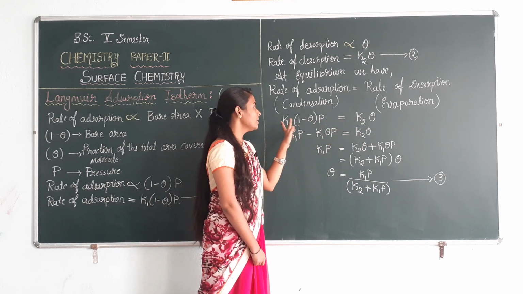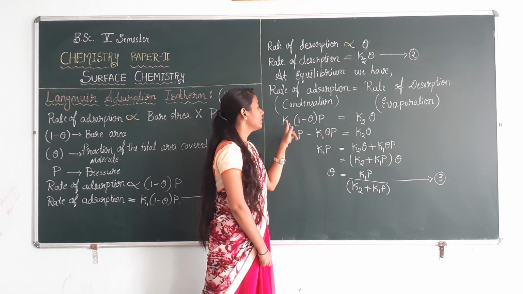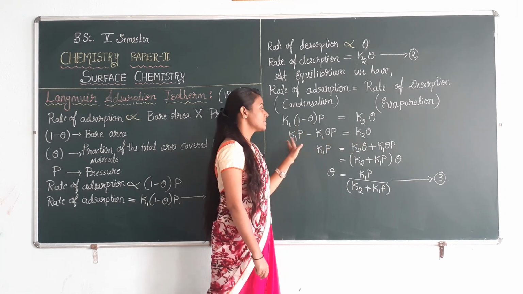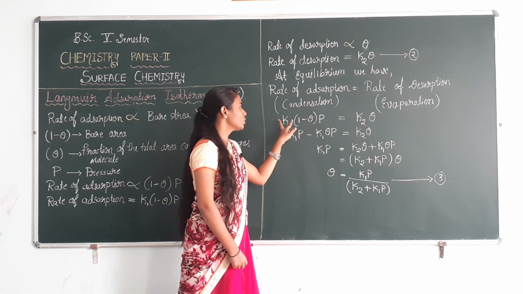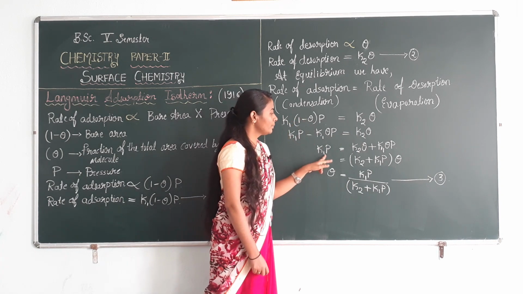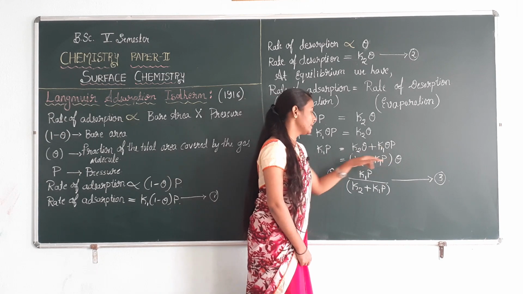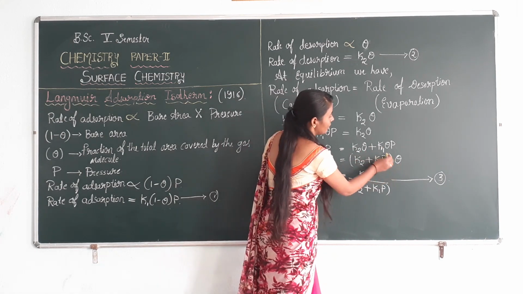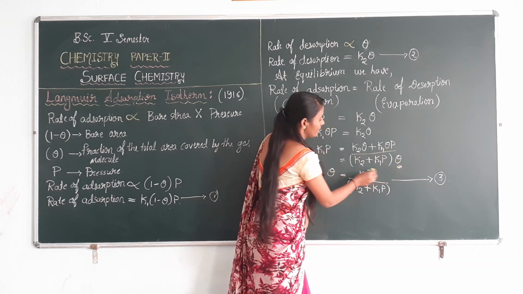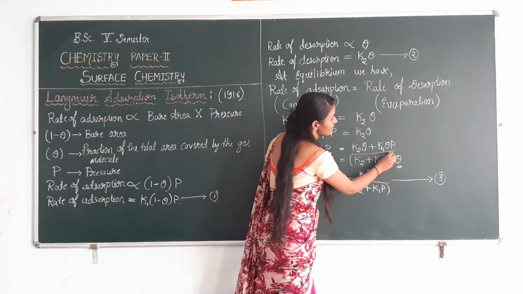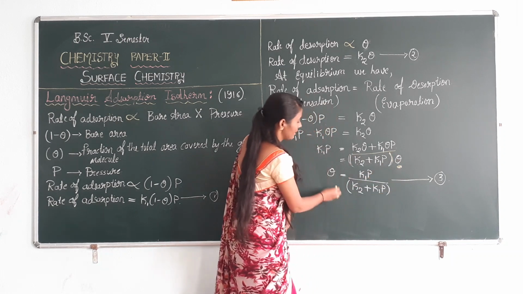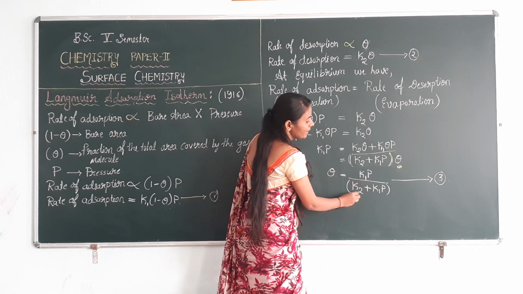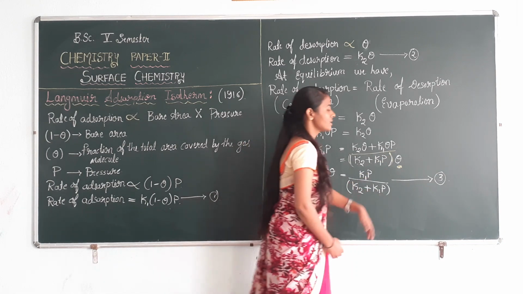Multiplying out, K1 P minus K1 theta P equals K2 theta. Rearranging, K1 P equals K2 theta plus K1 theta P. Here theta is common, so K1 P equals theta into the bracket K2 plus K1 P. Therefore theta is equal to K1 P divided by K2 plus K1 P. This is our third equation.